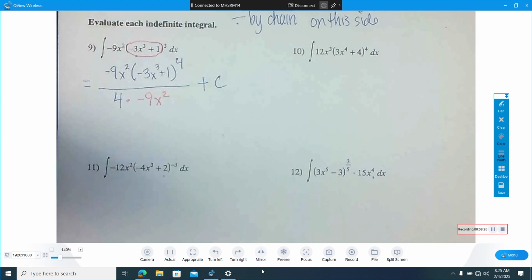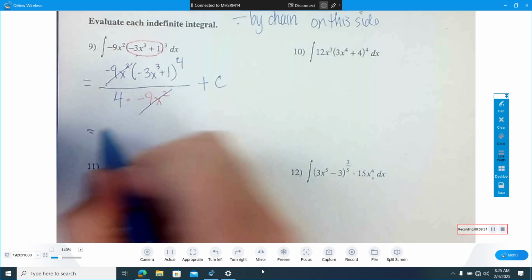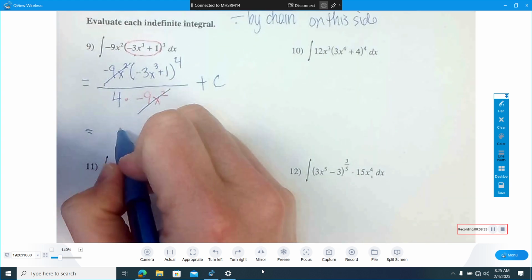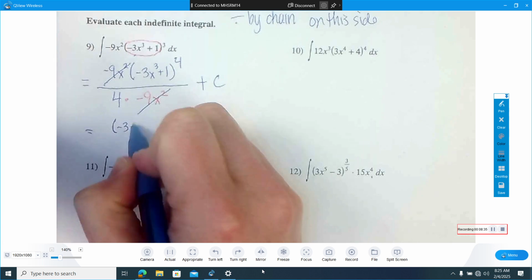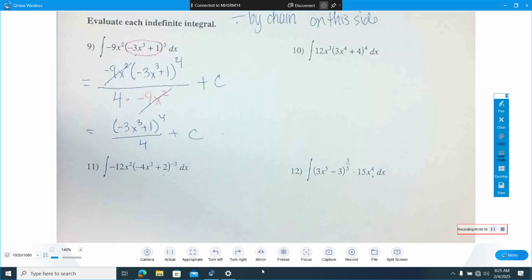So again, this cleans up nicely. We're left with a 4 in the denominator. We can leave it like that if we want. Negative 3x cubed plus 1 to the 4th all over 4 plus c.